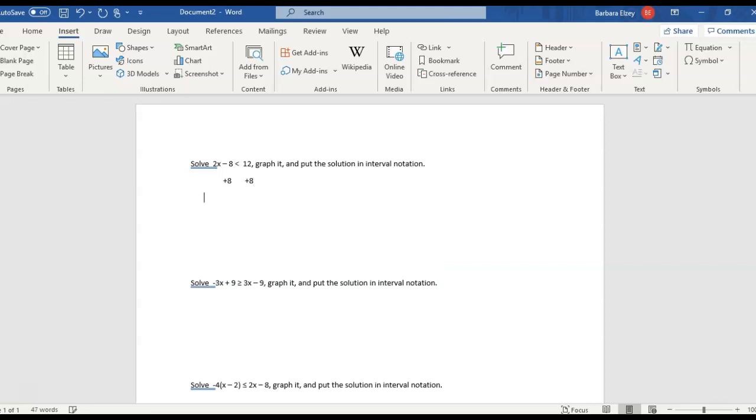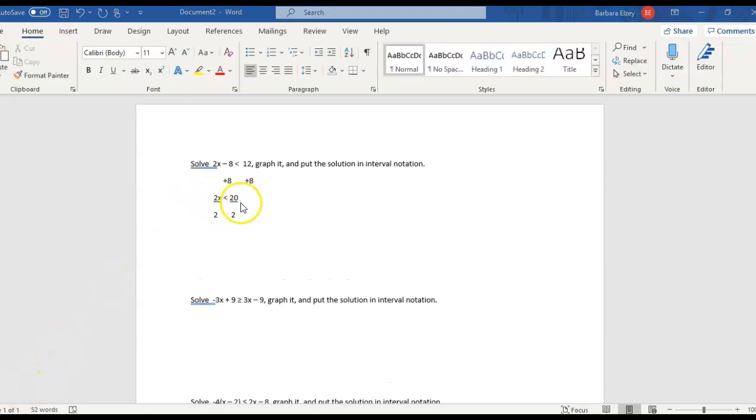And I get 2x is less than 20. All right, last step is we're going to divide by 2. So let's notice I've divided by 2 on both sides, but I'm dividing by a positive. A positive does not change this sign around. So we end up getting x is less than 10.